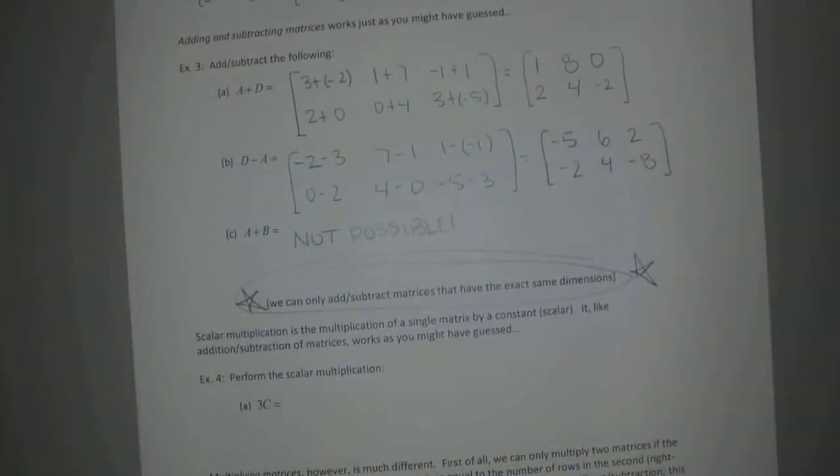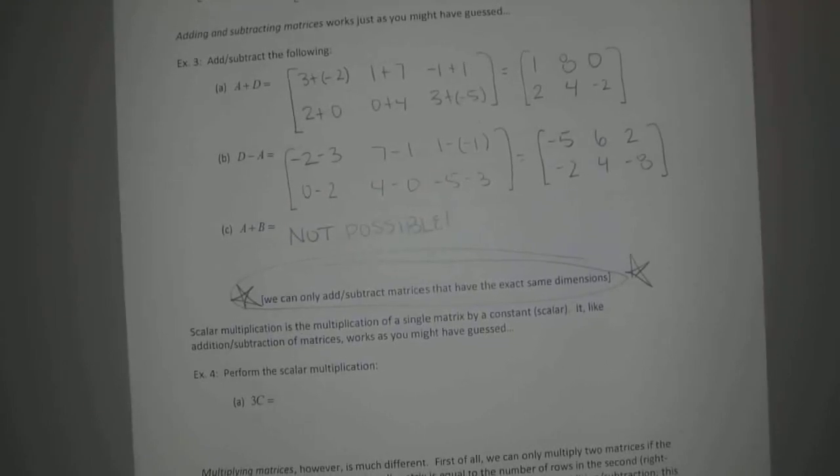So circle this, star this, I don't know what you want to do there. We can only add and subtract matrices that have the exact same dimensions. So they both have to be 2 by 3, 3 by 2, 4 by 4, whatever, okay?